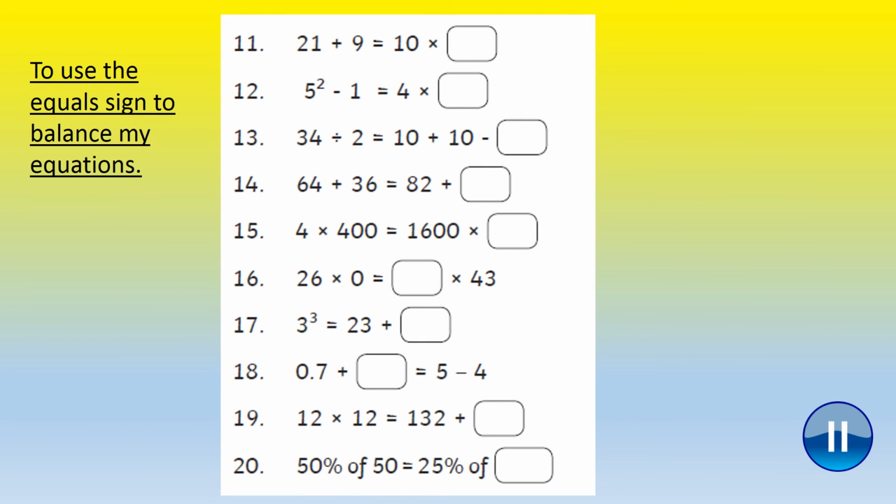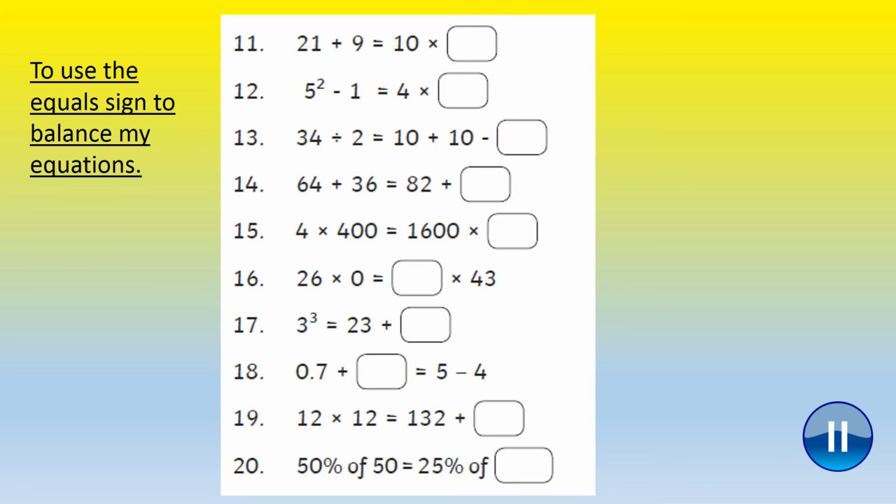Right, okay, our next set, numbers 11 to 20. 21 plus 9 is the same as 10 times something. 5 squared subtract 1 equals 4 multiplied by something. 34 divided by 2 equals 10 divided by 10 subtract something. 64 plus 36 equals 82 plus something. 4 multiplied by 400 equals 1600 multiplied by something.